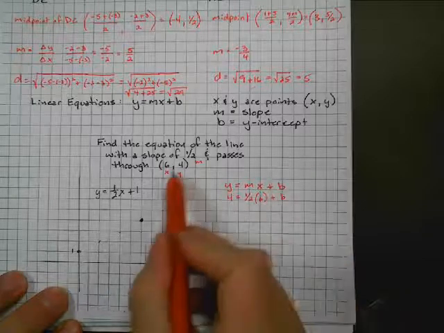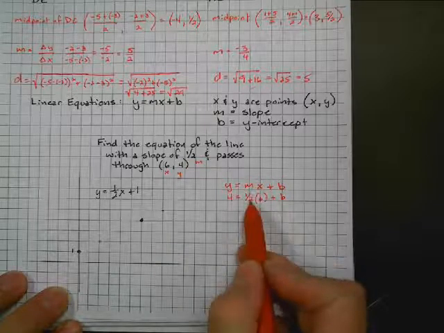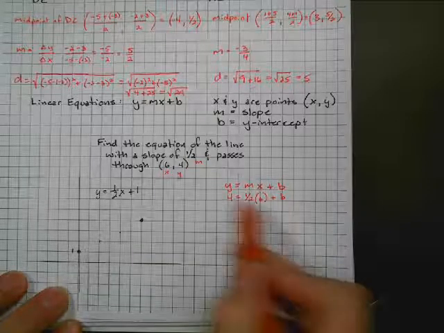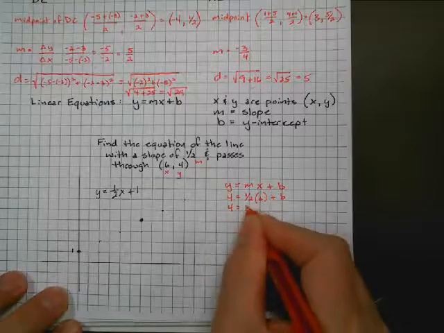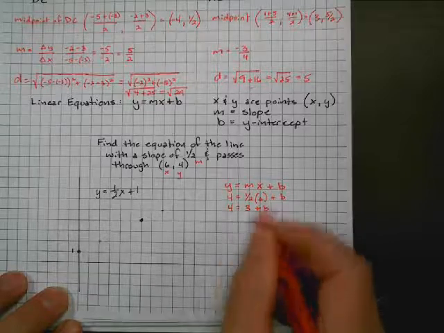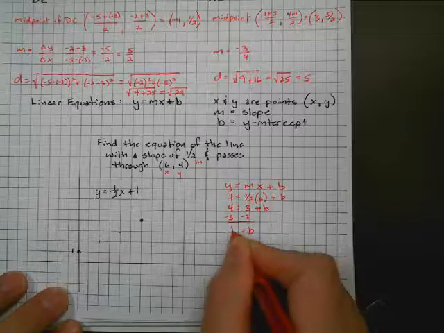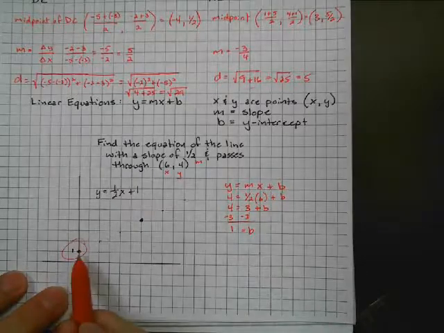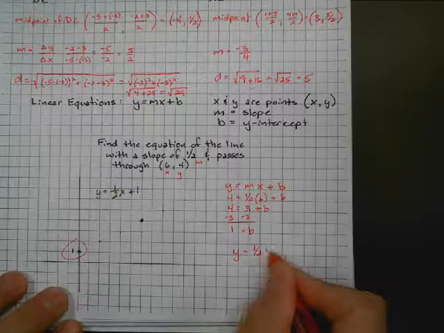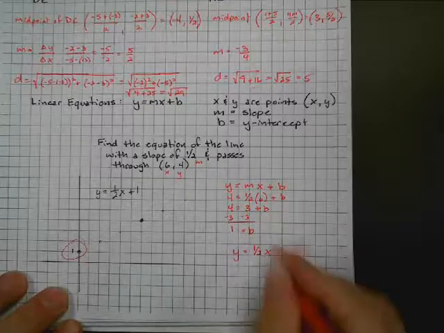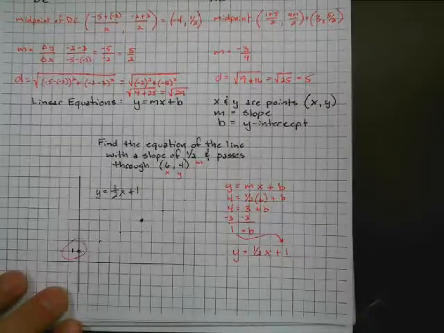So again, I plugged 4 into y. The slope was m, so I plugged that here. And the x value was 6, so I plugged that here. Now I'm going to solve for b. So I get 4 equals 3 plus b. Subtract 3 from both sides, and I get a y-intercept of 1, which is exactly what we found over here. The y-intercept's 1. So our equation would be y equals 1/2 x, our slope goes there, and then plus 1, our y-intercept goes right there at the end.